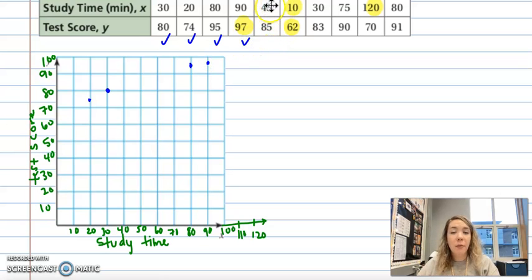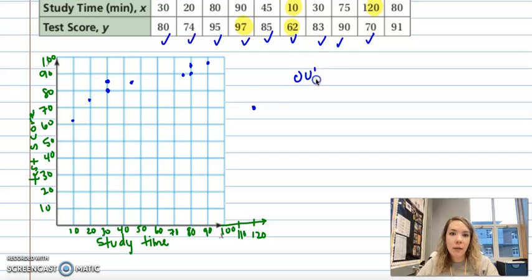Okay, 45, they studied 45 minutes, they got an 85%, so right between 40 and 50, and then right between 80 and 90. 10 minutes, 62% would be here. Studying for 30 minutes, got an 83. 75 minutes, got a 90. 120 minutes, got a 70. Floating over there. And then studied for 80 minutes, got a 91. Right here. Okay, and then let's talk about our outliers, gaps, and clusters again.